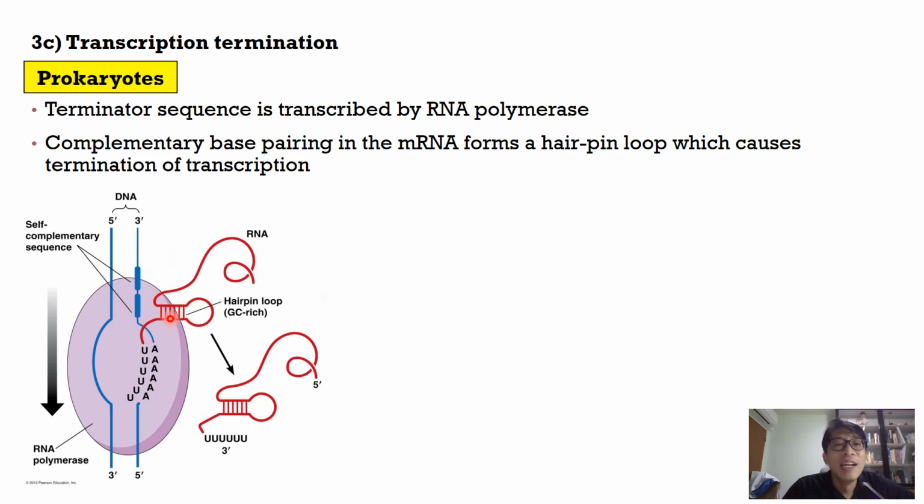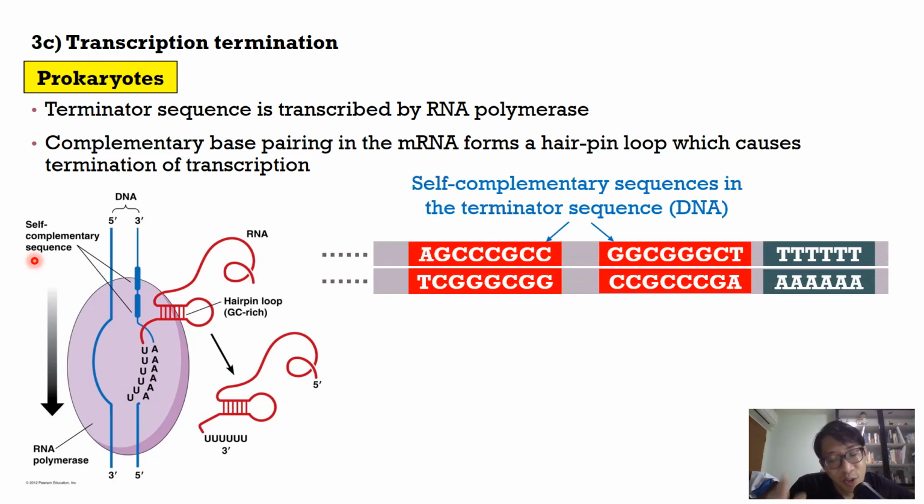So if they are self-complementary, the mRNA here and here will also be self-complementary. Imagine that. When that happens, because they are self-complementary, the mRNA can fold into a hairpin loop structure. And this hairpin loop structure would somehow block the movement of the RNA polymerase, causing the RNA polymerase to stop moving, and then it will dissociate from the DNA, and that marks the end of transcription. Again, I have some animation to make it clearer to you.